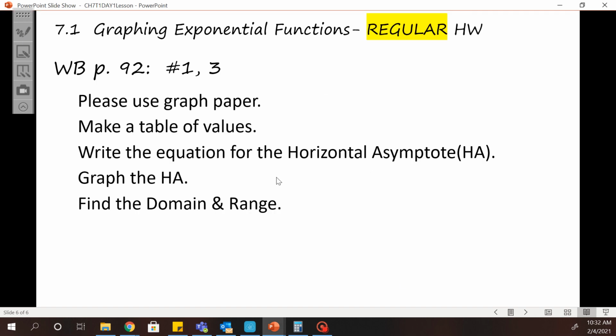All right, we got 2 graphs we are doing for the assignment. Make sure you follow all the instructions.